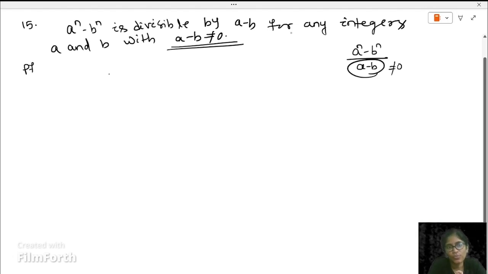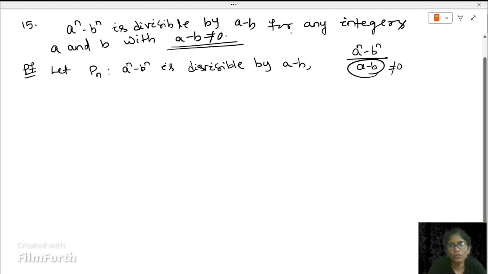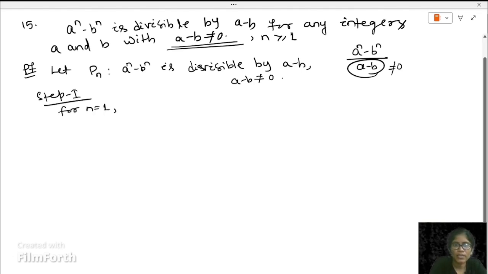Now move to the proof. Let Pn be the statement that a to the power n minus b to the power n is divisible by a minus b whenever a minus b is not equal to 0, for n greater than or equal to 1. Okay, step 1, taking n equal to 1. P1 is equal to a to the power 1 minus b to the power 1, which equals a minus b.